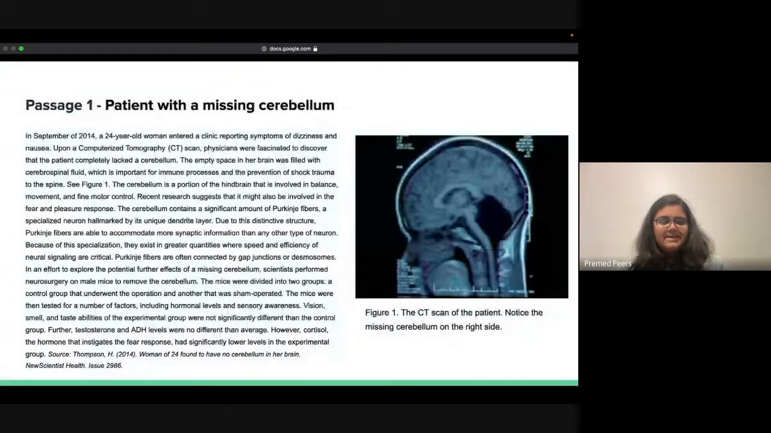So this is the first passage. It's titled Patient with a Missing Cerebellum. I'll just let you pause and read through it and absorb the material. And then when you're ready, you can play and then go to the next question.